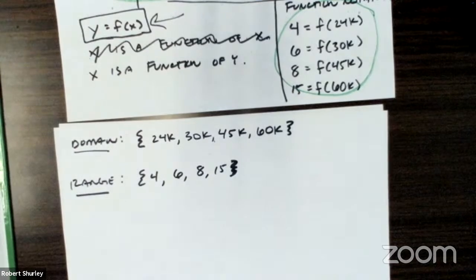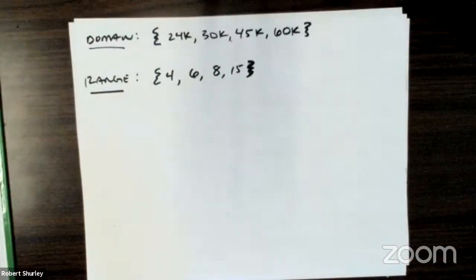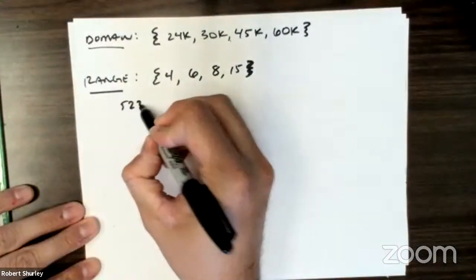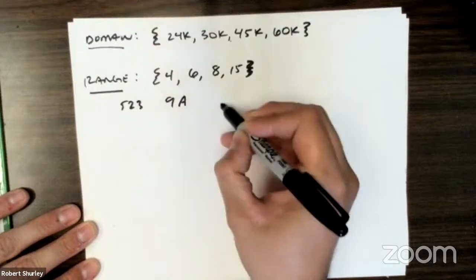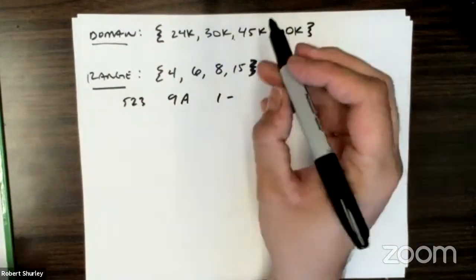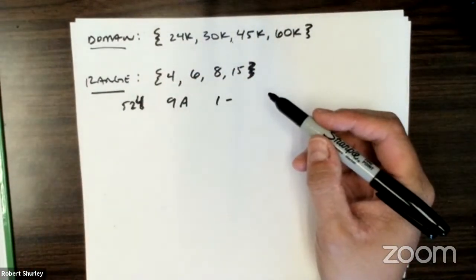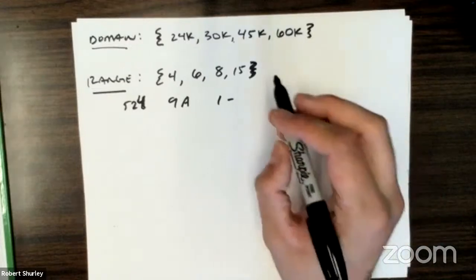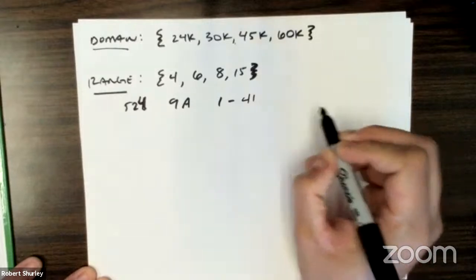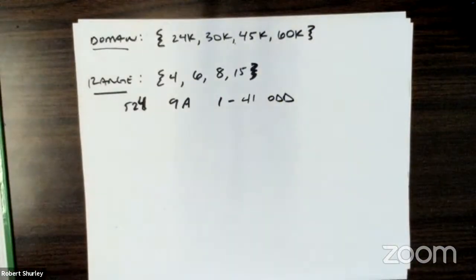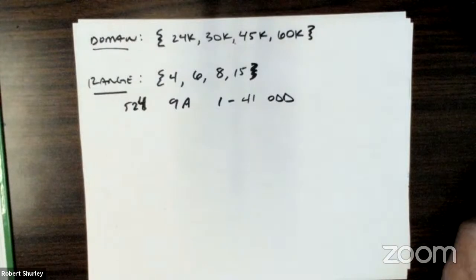Okay, very straightforward. I want you to read that last page, and it really talks about building the model off of kind of basic examples, which is great. And then I want you to hit the homework. The homework is going to be on page 523, 9A, numbers 1 through 41, odd. Okay, 1 through 41, odd.